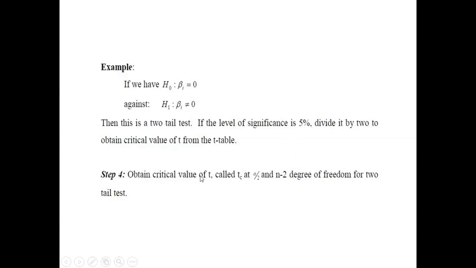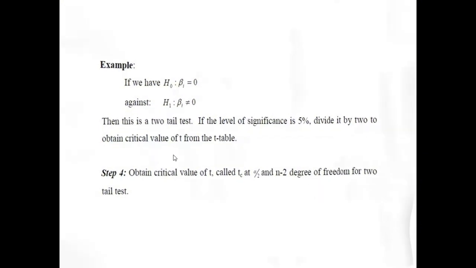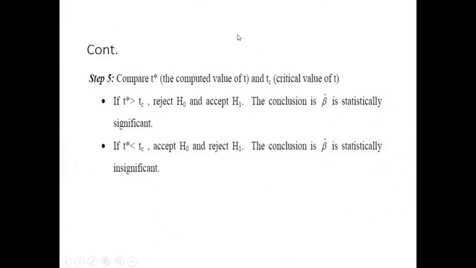Look, obtain the critical t value at alpha over 2 and n minus 2 degrees of freedom for a two tail test. Alpha over 2 is used because it is a two tail test, since the sign in our alternative hypothesis is different from. Now compute t calculated. After calculating t, if t calculated is greater than the critical t from the table, we reject the null hypothesis and accept the alternative hypothesis. Then beta is statistically significant. If t calculated is less than t critical, you have to accept the null hypothesis and reject the alternative hypothesis. Our conclusion is that b is statistically insignificant.